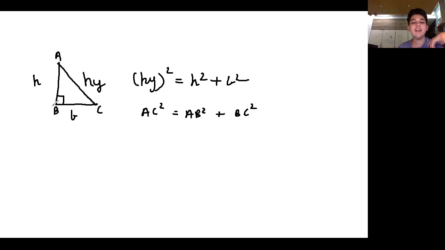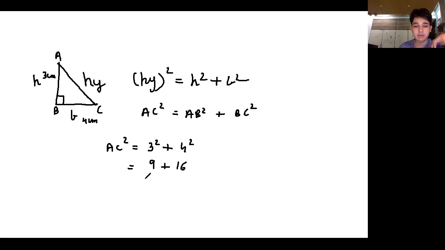So now if I give mathematical values to these sides, and I said, all right, this AB, let's say, is 3 centimeters. BC is 4 centimeters. Now I need to find AC. So how would I do that? I know AB and I know BC. So AC squared would be equal to AB squared plus BC squared, which here is equal to 3 squared plus 4 squared. And so 3 squared is 9, 4 squared is 16. So I would get 25.